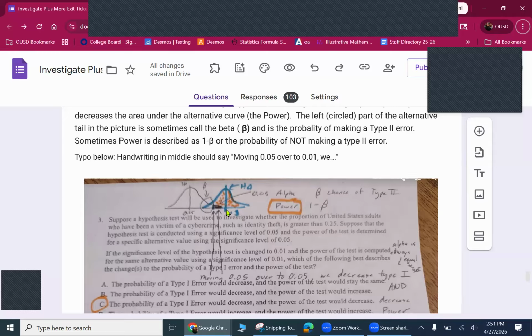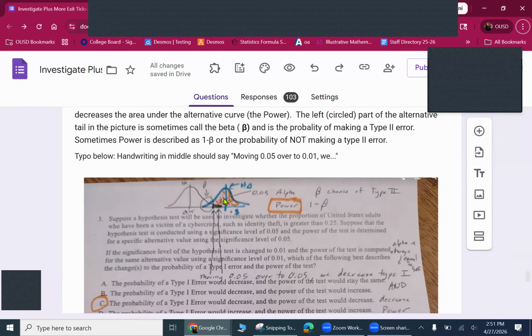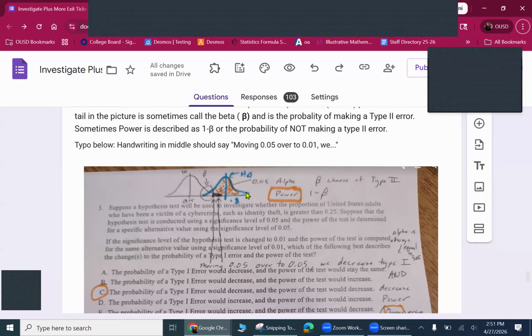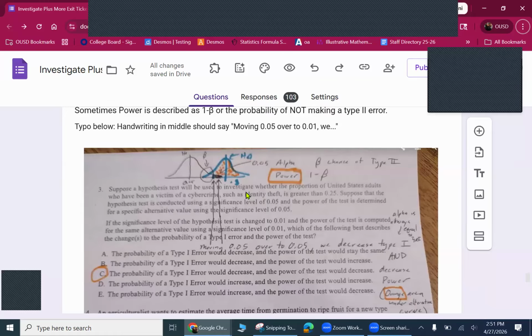All right, so that's just the setup. The question is, if I move this 0.05 over to 0.01, and there's a typo down here, it says moving 0.05 over, I should say 0.01, we're going to make the type 1 likelihood smaller because it's less likely I'm going to be in the tail, and in the tail is where I make a type 1 error, assuming the null is true. And it's going to also decrease the power because as I shift this thing over, this area over here gets smaller and smaller and smaller. It gets a little harder for me to land over here. I've got a bigger tail on the alternative if it's true. So C is the correct answer.